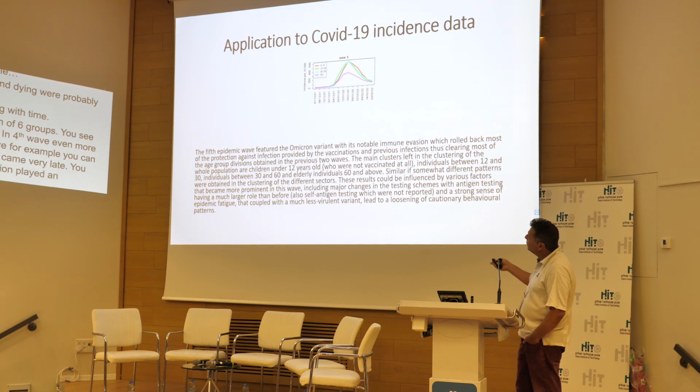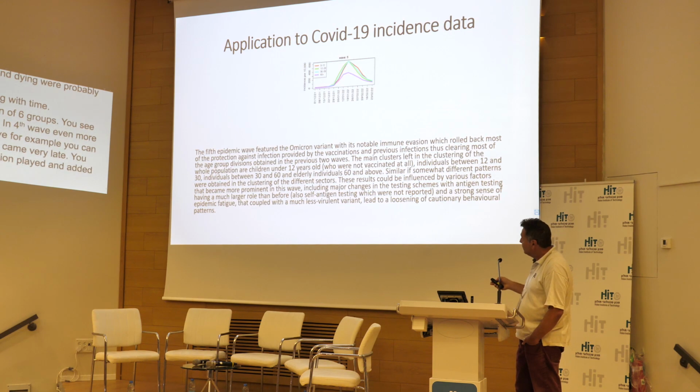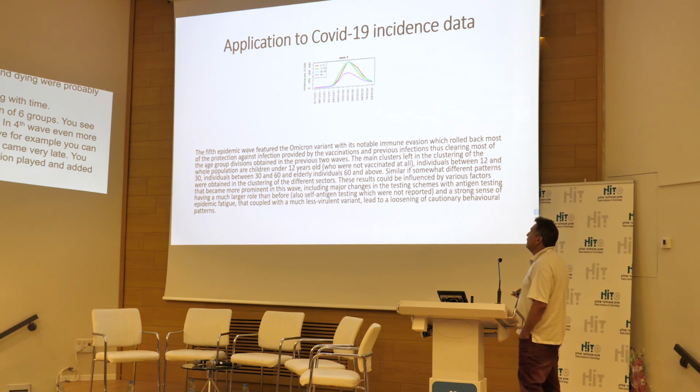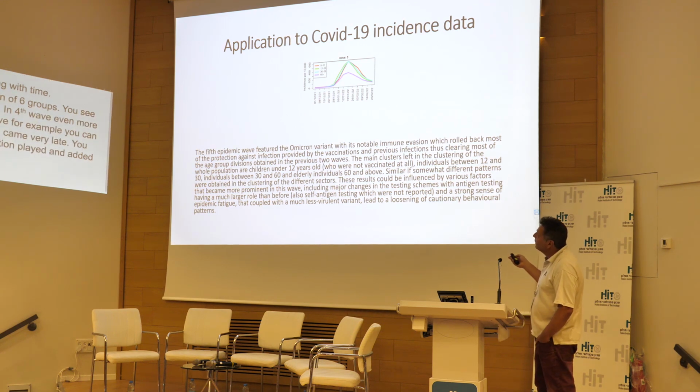And again, in Omicron, you could see, again, the 60 plus were much lower. It still finds 4 clusters. But you could think that the first 3 clusters are very close.